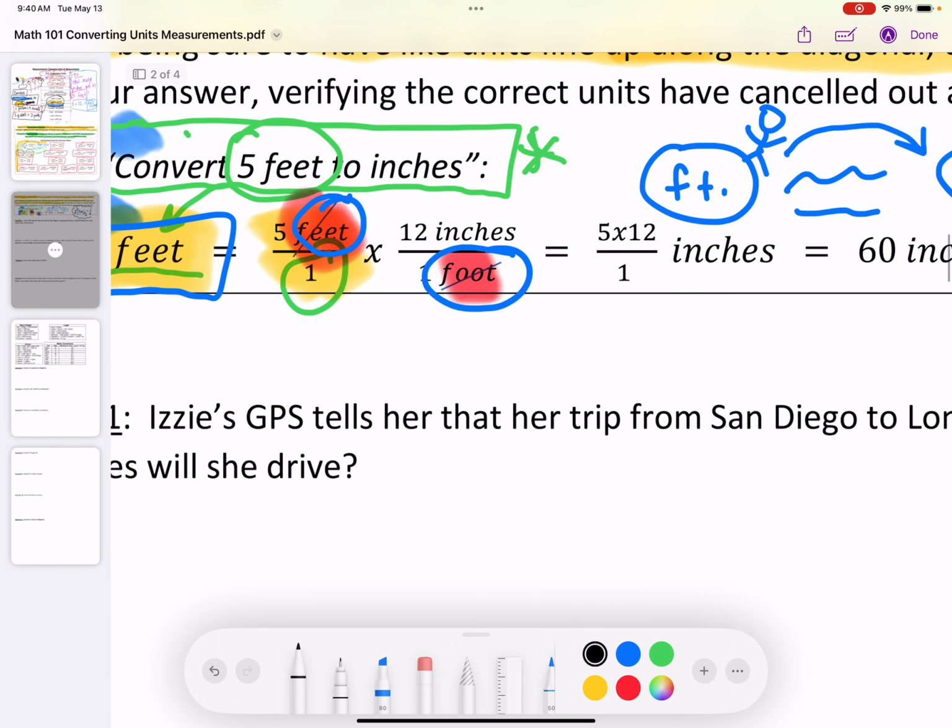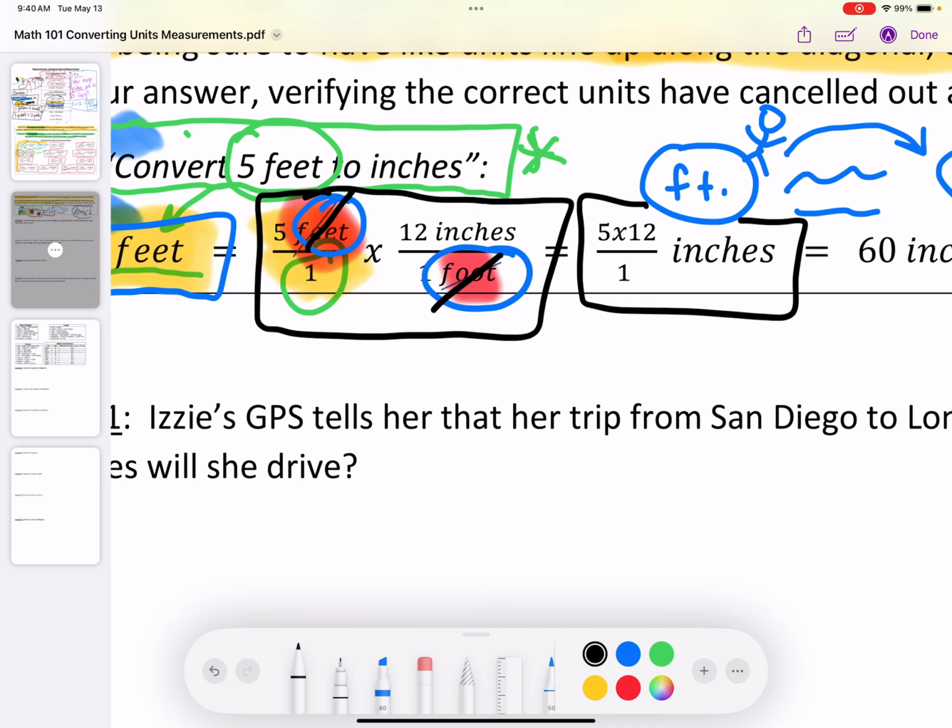Same thing with units. If I see feet diagonal from each other, they can cancel. And then if you look at what's left in this box I'm drawing, the only unit left after feet and foot cancel is inches. And that's what I want. I want to end in inches. So that's how you know you've done exactly what you should.